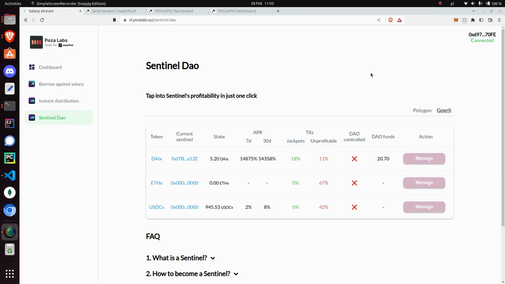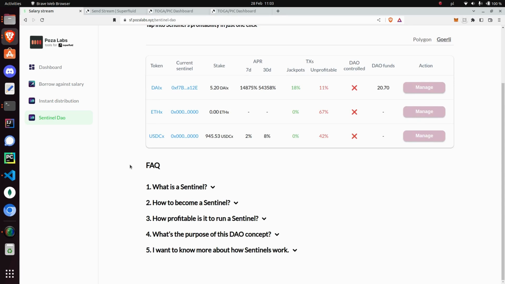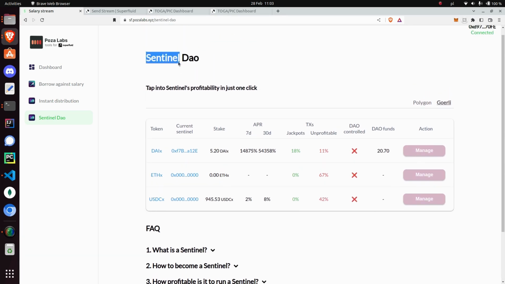This video is going to be divided into two parts. In the first part, I'm going to explain what a Sentinel is, how it all works under the hood, and what's the purpose of this DAO. And then in the second one, I'm going to show exactly how it's supposed to be used and what cool stuff you can do with it. But the first part is essential in order to understand what's happening behind the scenes.